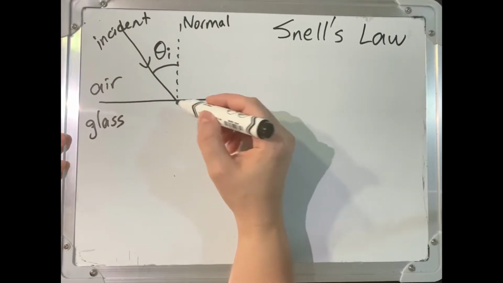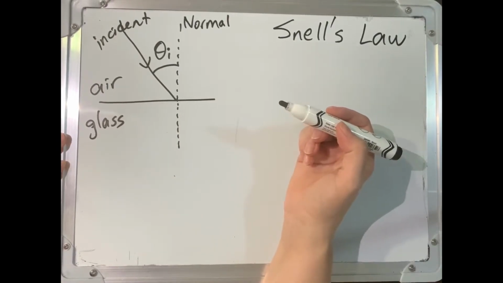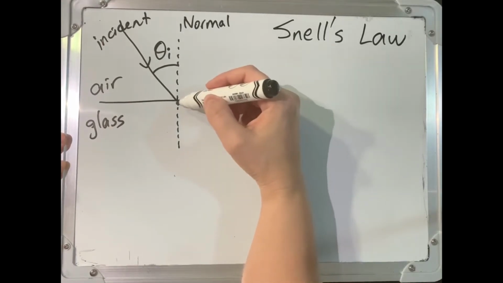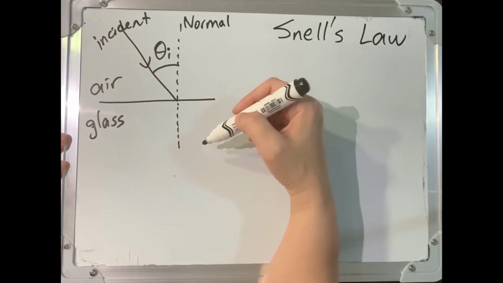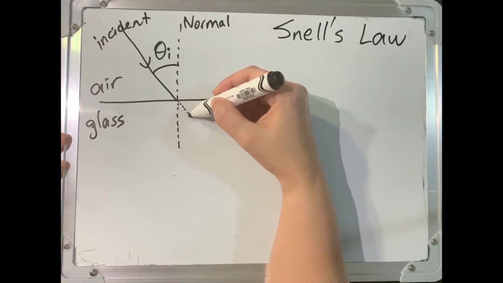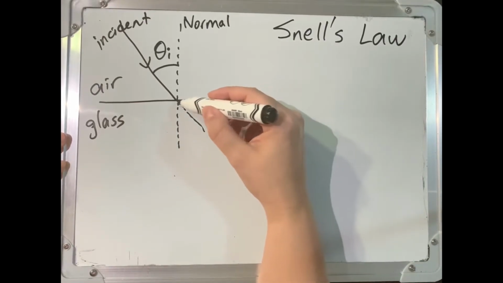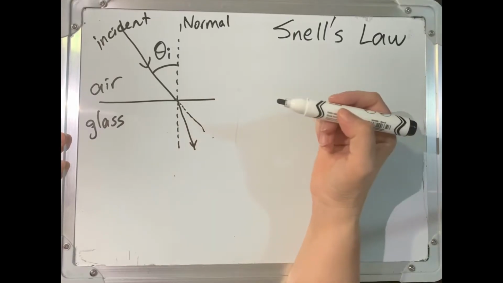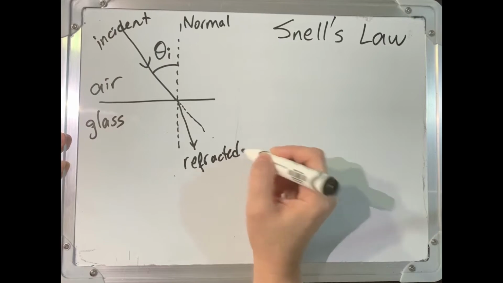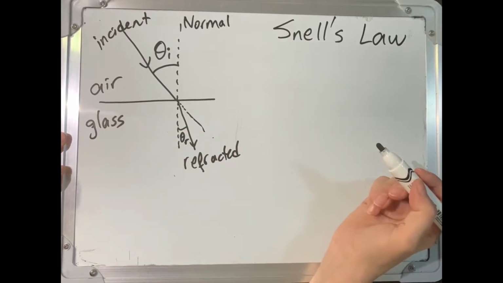Now, in this case, I'm going to extend the normal line to the next medium because this is a transparent medium, and this time, in addition to reflection, there will also be refraction, which means the wave is going to travel into the other medium. But because it's slowing down, instead of going in its original path, which would be this, it's going to now move closer to the normal line. This is now our refracted ray, which means that is our angle of refraction.